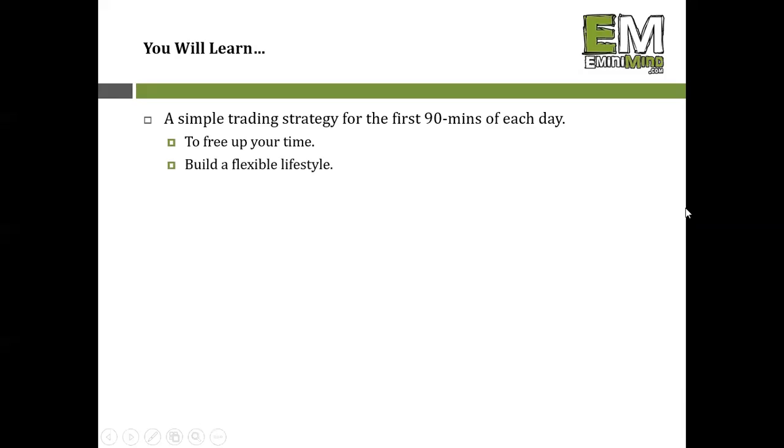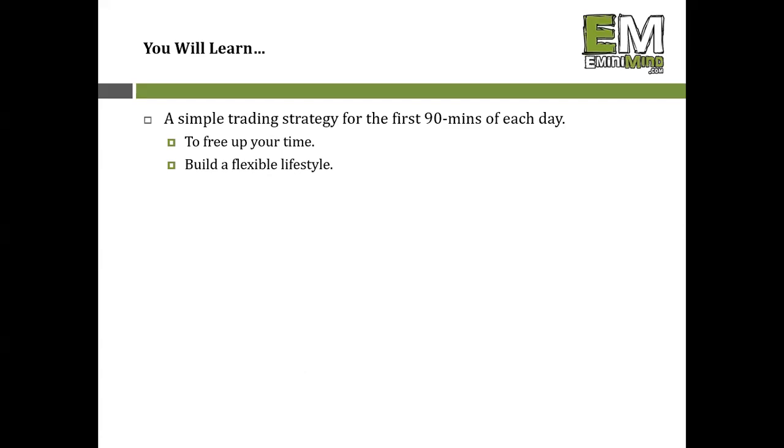We want to build this flexibility into our lifestyle so that we have the time to spend with family and friends, or don't have to go to a 9 to 5 office job. Or maybe you like your job, but you'd like to trade in addition so that you have a little extra income coming in, or something to do in retirement. There are lots of reasons that people turn to trading, but I think the end goal is always the same: to try and free up your time.